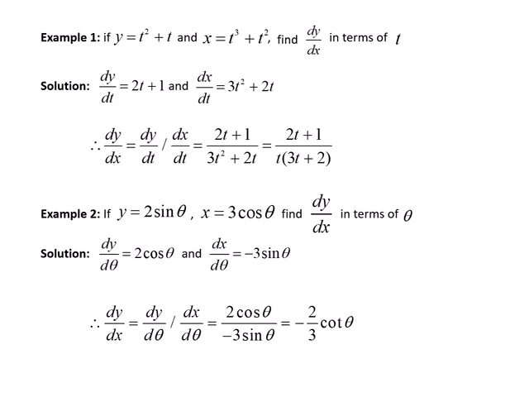You know, cos theta over sin theta will always give us what? Cot theta. Go and check the trigonometry identity there, then you will see what I'm talking about. So 2 cos theta over minus 3 sin theta is equal to minus 2 over 3 cot theta.